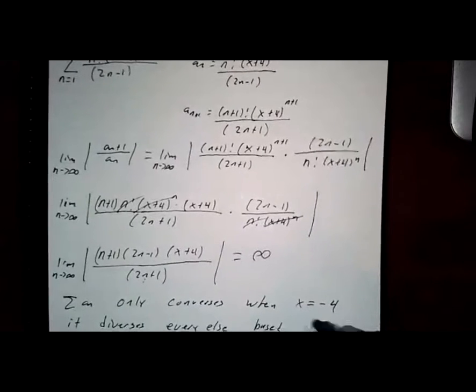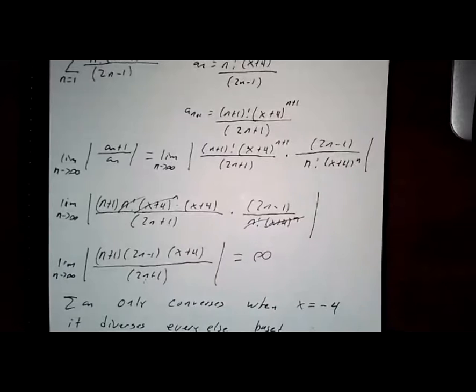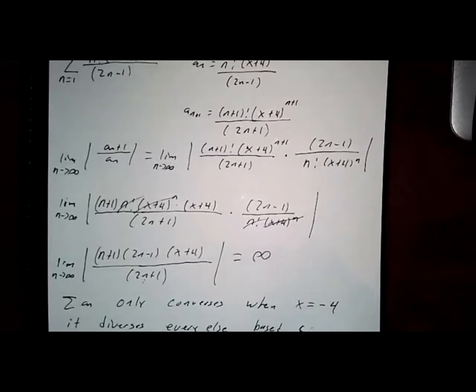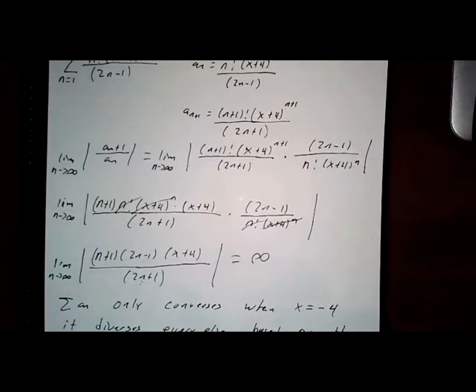That's weird. It's asking for the interval of convergence, and I put -4, and it said I got it wrong. Let me check everything first. Because on mine, it looks like they got. Let me see if I missed something.